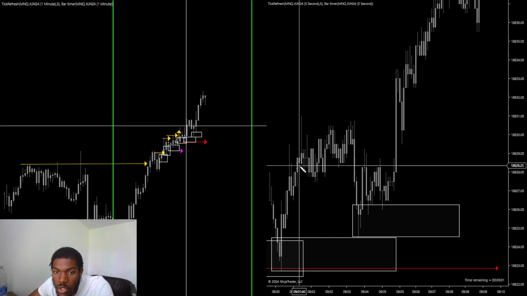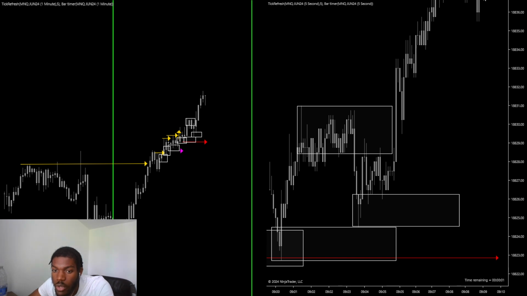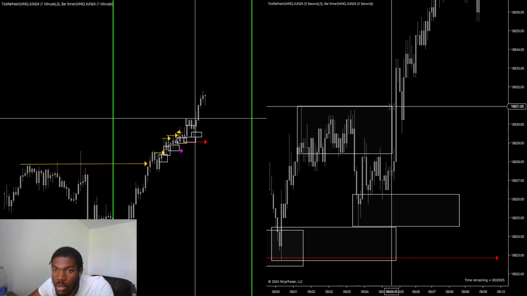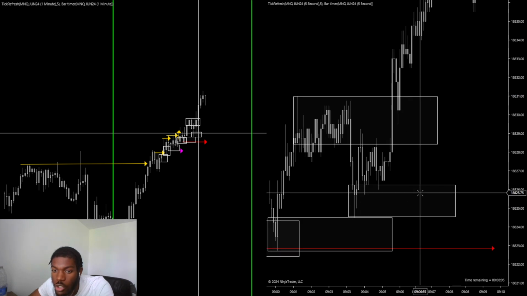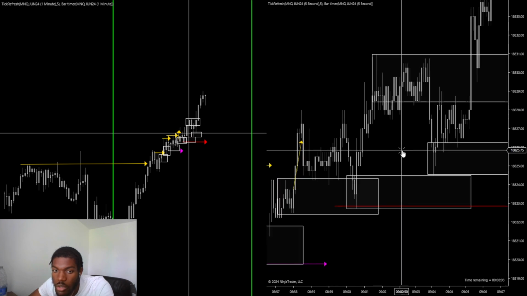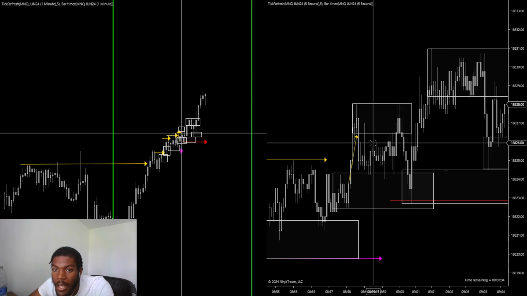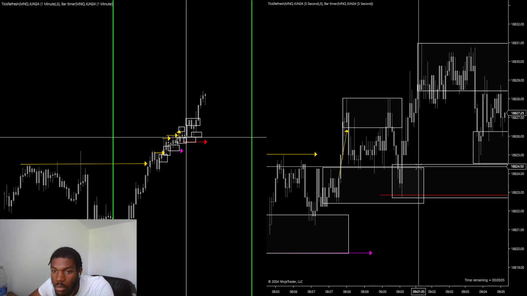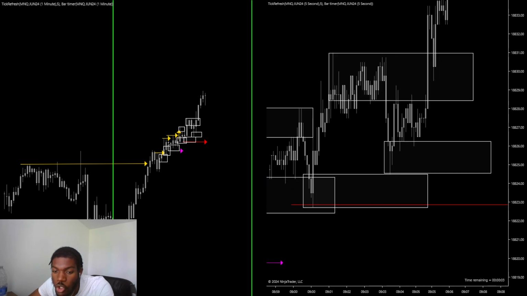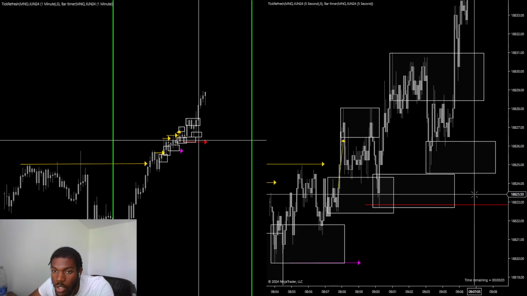The top of the range is the last up candle. The bottom of the range is the last down candle. So you don't want to buy at the top of the range. You don't want to sell at the bottom of the range. You don't want to buy at the top of the range. Where's the bottom? The bottom is here. Yeah, you don't want to sell at the bottom of the range.